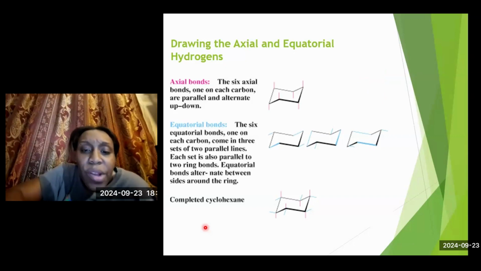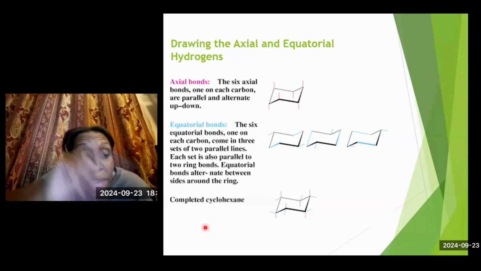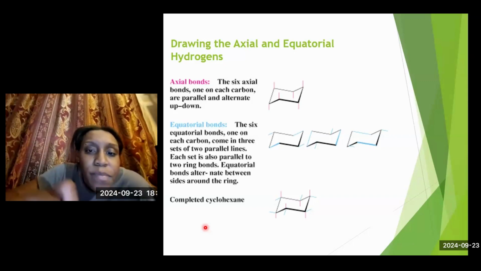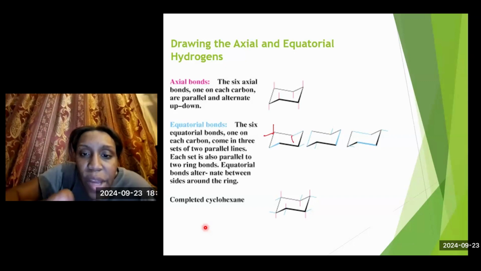Now, equatorial lines are going to kind of go out away from the angle. So if your axial is going up, equatorial is going to go out. If your axial is going down, your equatorial is going to go up. If it's going up, it's going to go out this way, going down, up. And so axial and equatorial.